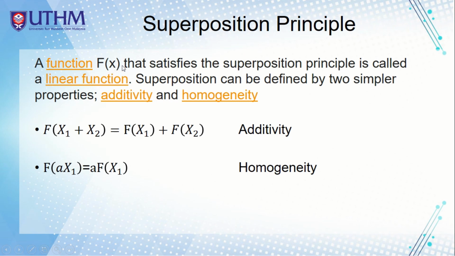A function f(x) that satisfies the superposition principle is called a linear function. Superposition can be defined by two simpler properties, which are additivity and homogeneity. In additivity, f(x1 + x2) is equal to f(x1) + f(x2). While for the property of homogeneity, f(A times x1) is equal to A times f(x1).